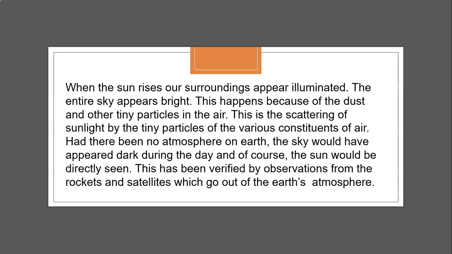Imagine, had there been no atmosphere on Earth, the sky would have appeared dark during the day, and of course, the sun would be directly seen. Now, this has been verified by observations from rockets and satellites which go out of the Earth's atmosphere. So we see everything around us because there are tiny, tiny dust particles around us. So when sun's rays touch these tiny dust particles, the light rays are reflected or scattered in all the directions, and that is how we see our surroundings. Otherwise, if there were no tiny dust particles or if there was no atmosphere around us, the sky would have appeared dark and it would have been difficult to see things.